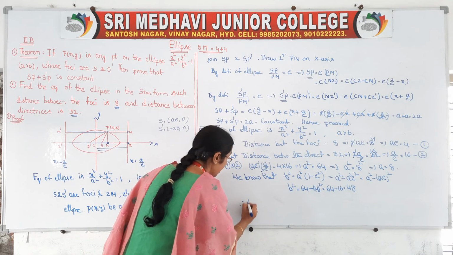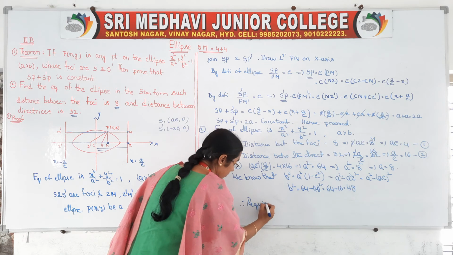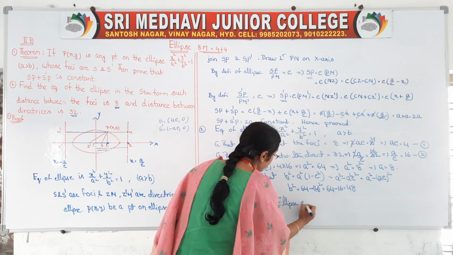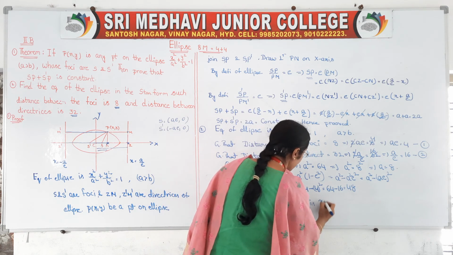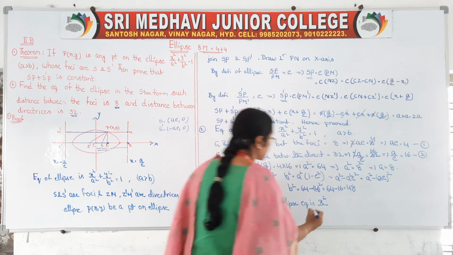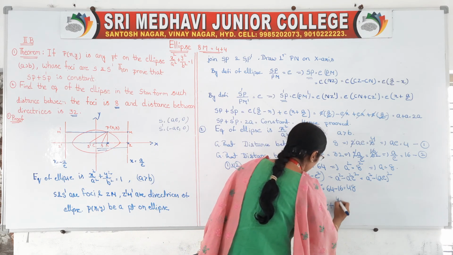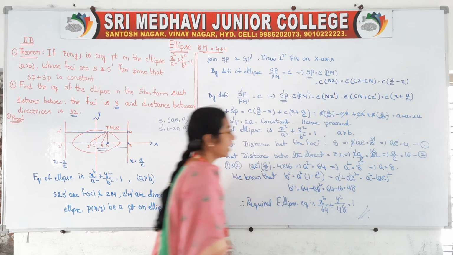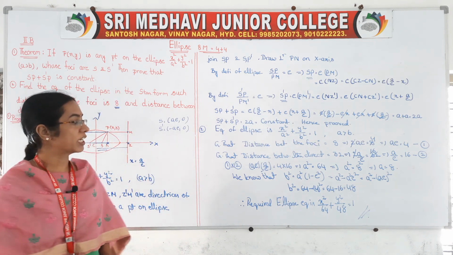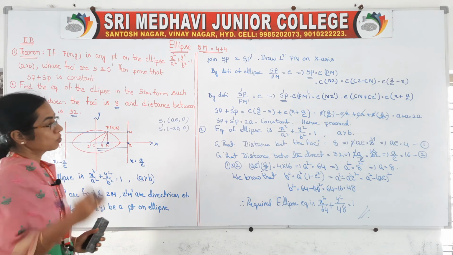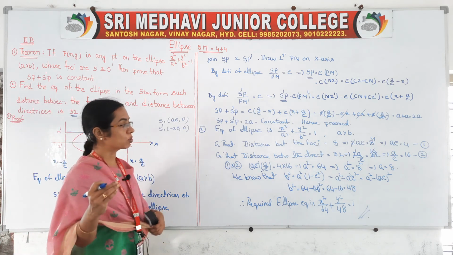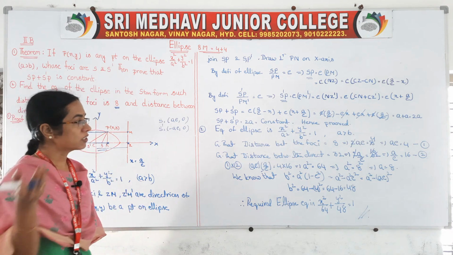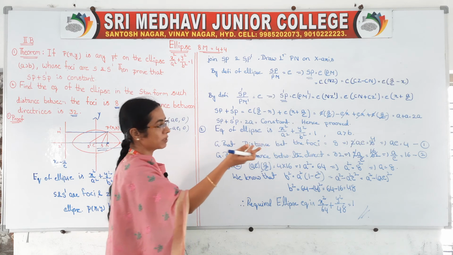So therefore required ellipse equation, right? What is that? Standard ellipse equation is x square by a square, we got 64, right, plus y square by b square, we got 48, is equal to 1. This is the answer of your question. Okay, so very simple. Two conditions are given to us. By using those two conditions, find the standard ellipse equation. That is the question.